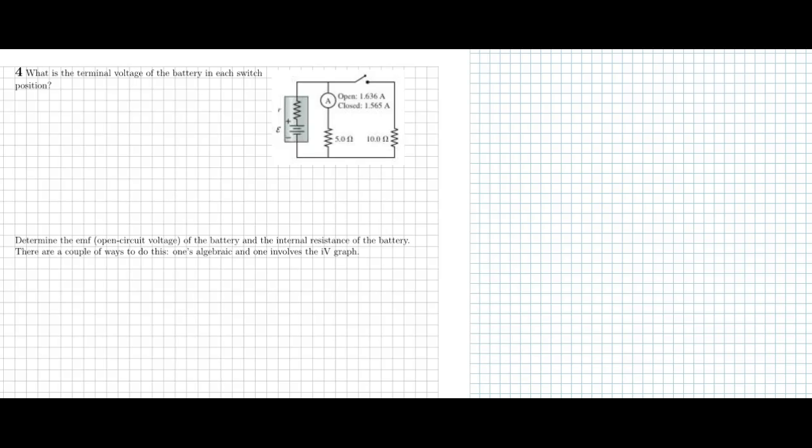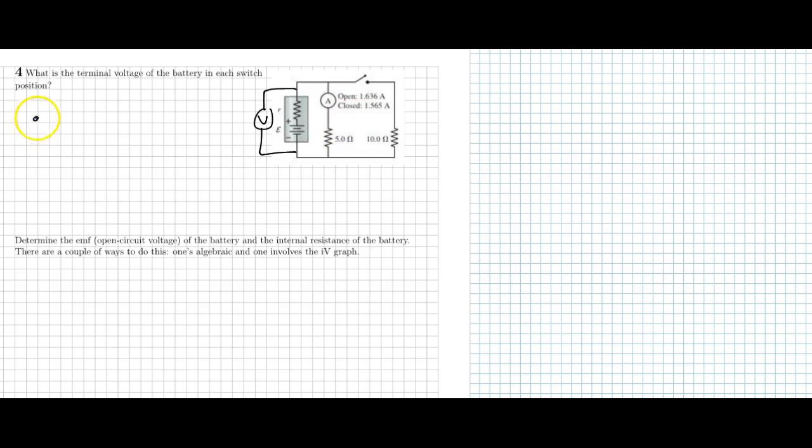We're working on another real ideal battery problem here. Also, this one has a switch. So we want the terminal voltage of the battery, which would be the voltage if we had a voltmeter like this, in each switch position. And we have an ammeter in the circuit with readings for each of those, so that's nice.